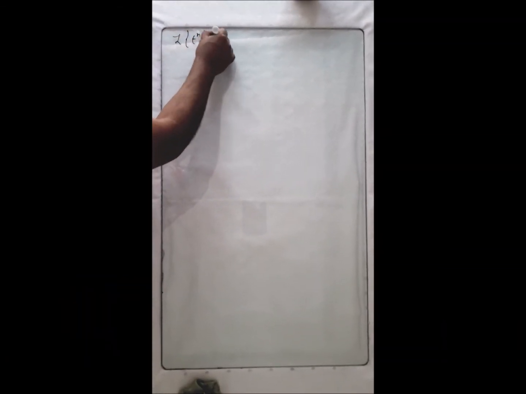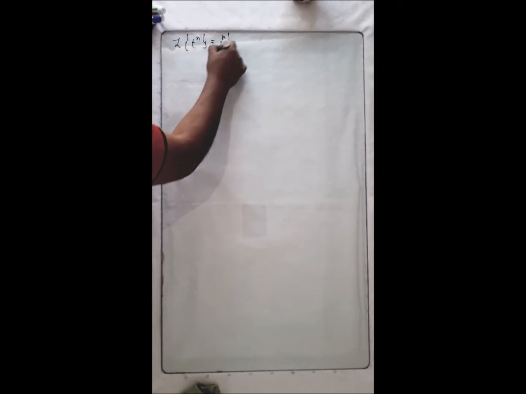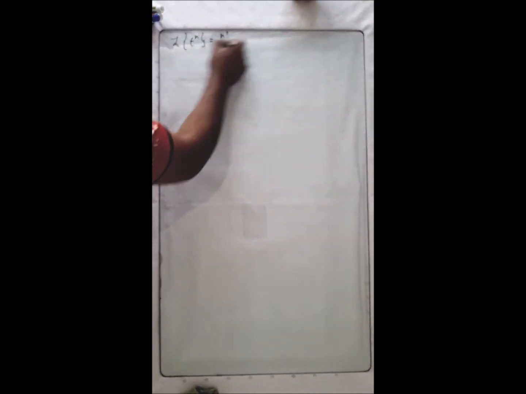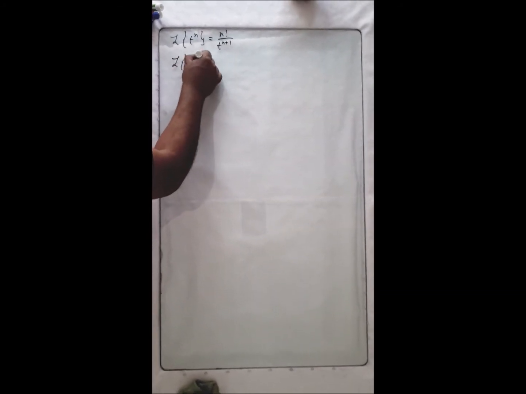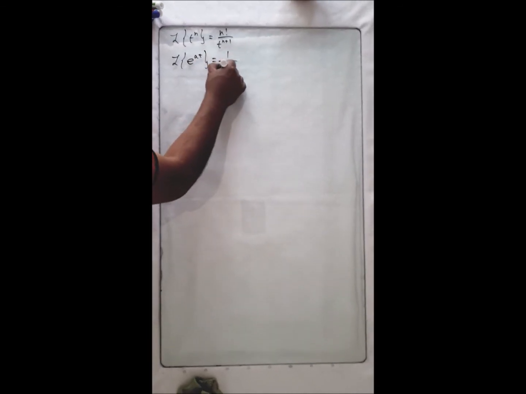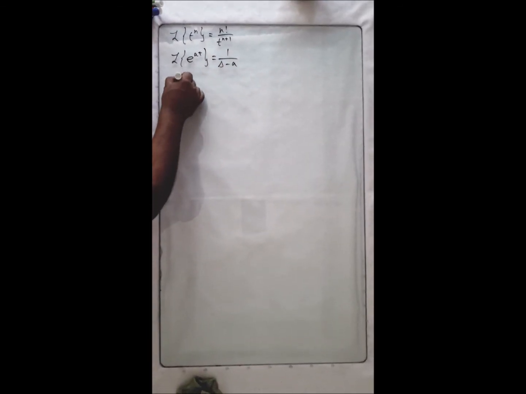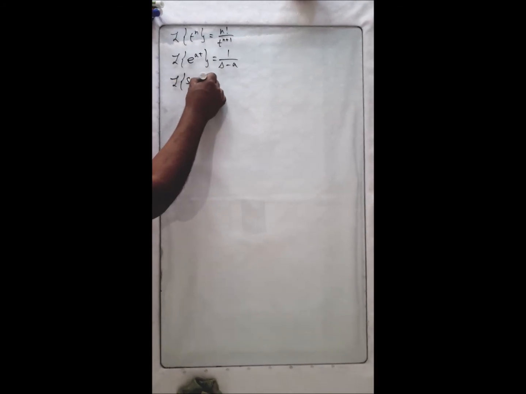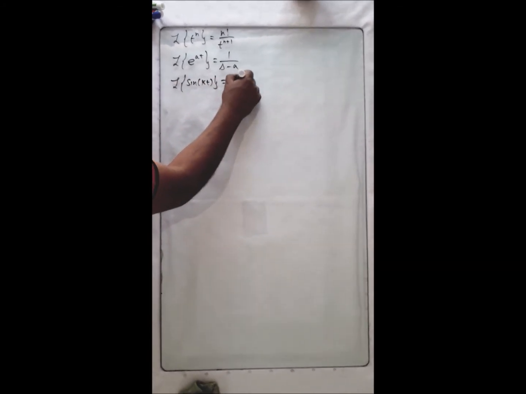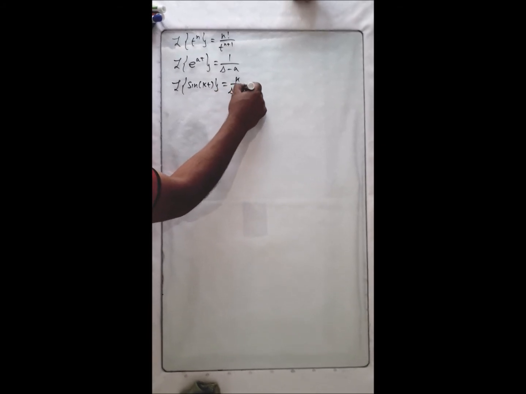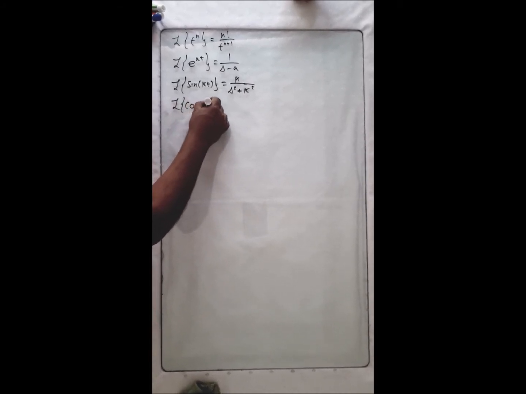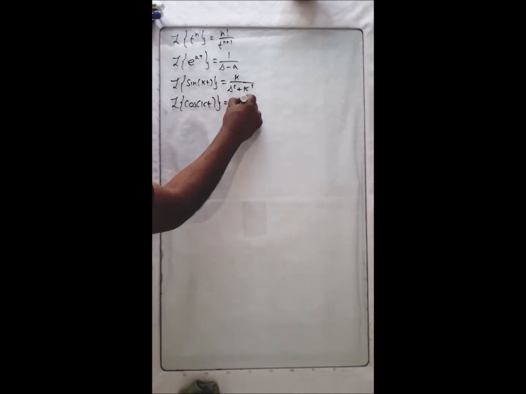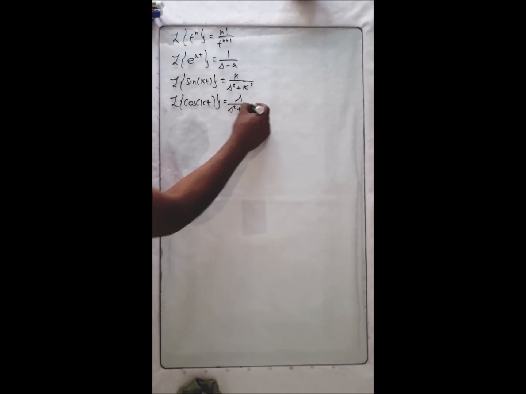So far we have the Laplace transform of t to the power of n, which is n factorial divided by s to the power of n plus 1. The Laplace transform of the exponential of at, 1 over s minus a. The Laplace transform of the sine of kt, k over s squared plus k squared. The Laplace transform of the cosine of kt, s over s squared plus k squared.